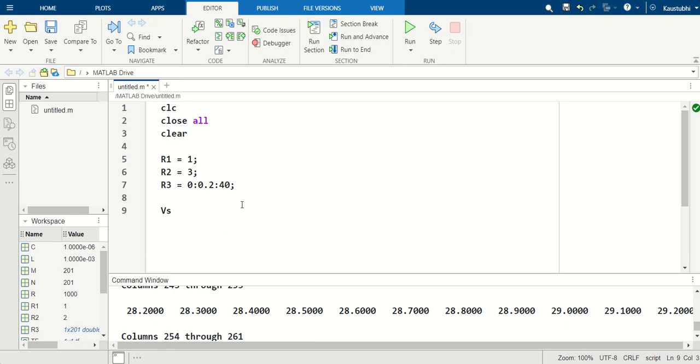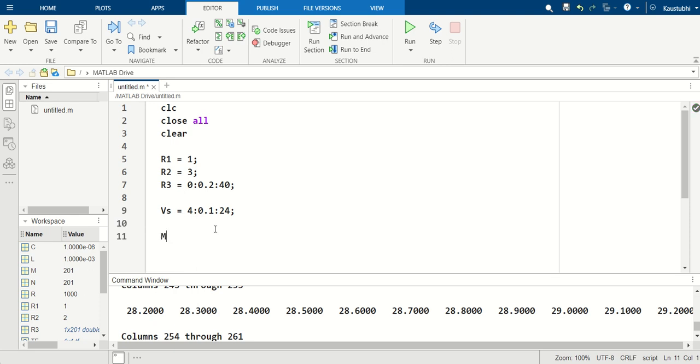Similar to that, what is my Vs, the source voltage, which is varying from 4 volt to 24 volt in steps of 0.1 volt. So 4:0.1:24. So this is my source voltage. So we have defined all the variables. Now if you want to know the length of R3, like how many values are there in R3, and how many values are there in Vs.